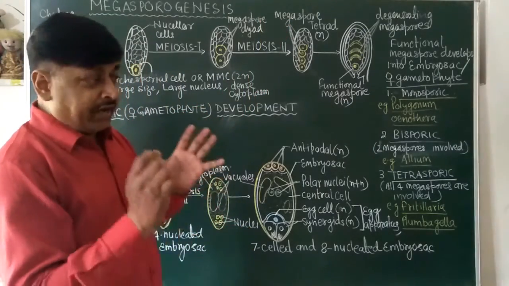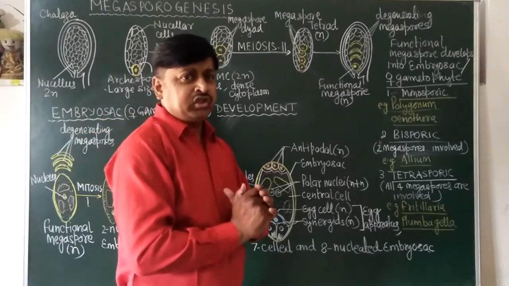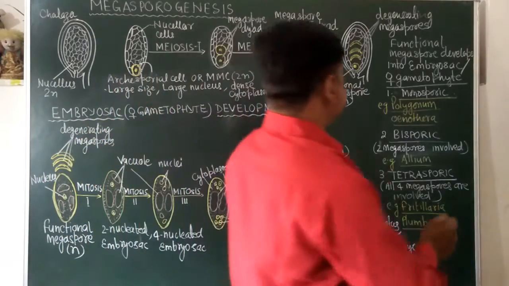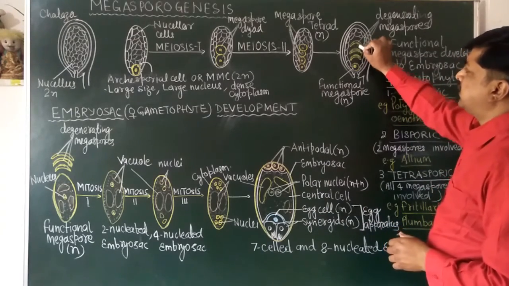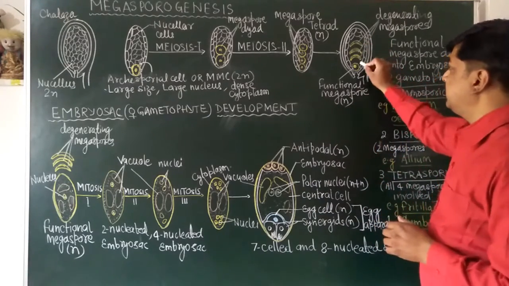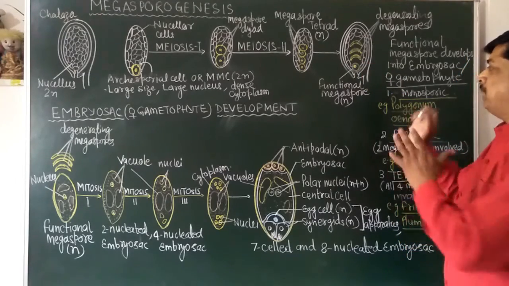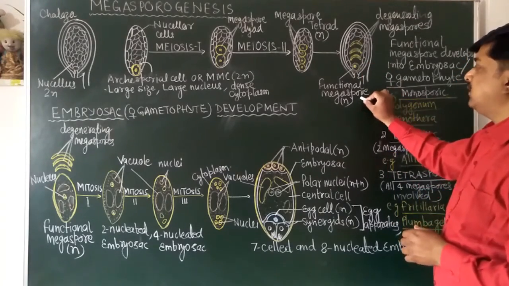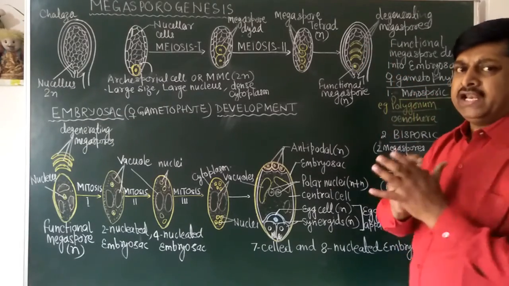Clear, students? Now after that what happens? Now 3 megaspores degenerate. Here you can see 3 megaspores are degenerated and 1 remains functional. This is called the functional megaspore. All these megaspores are haploid in nature.